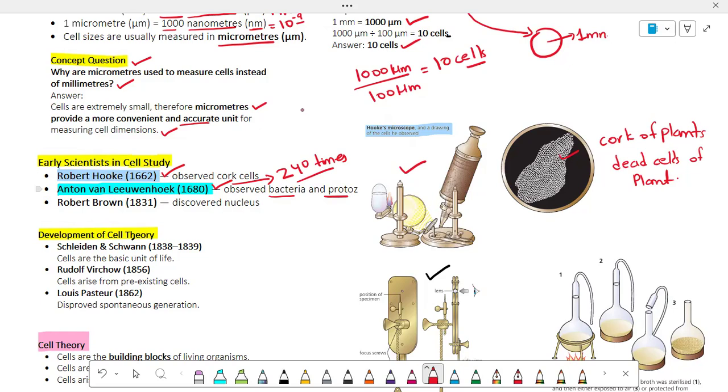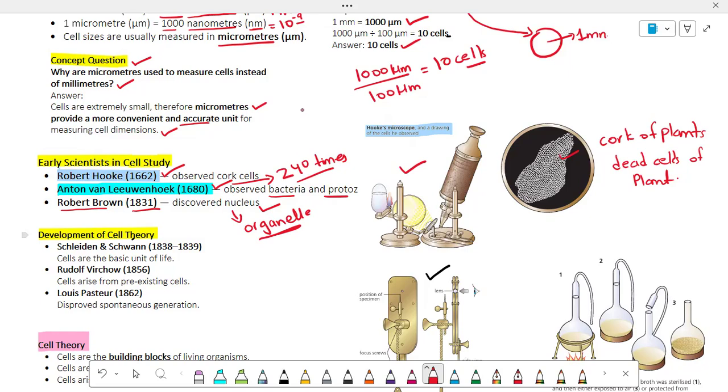Another important scientist was Robert Brown. In 1831, Robert Brown discovered the nucleus, an important structure inside the cell. It is a very important organelle inside the cell.